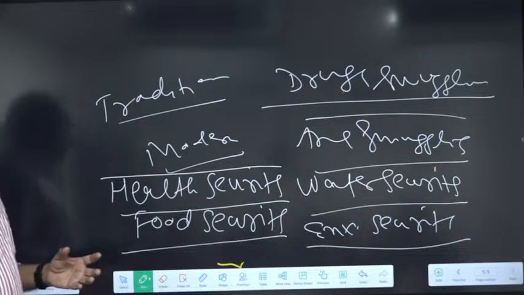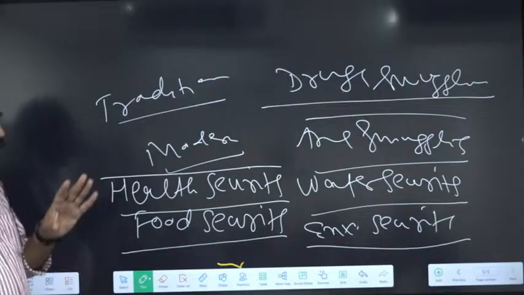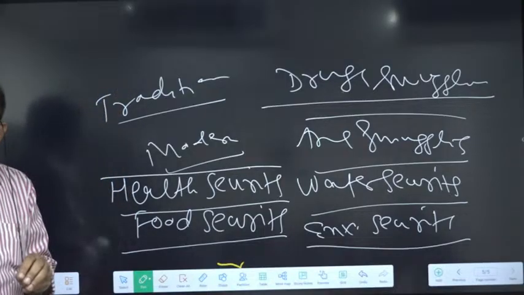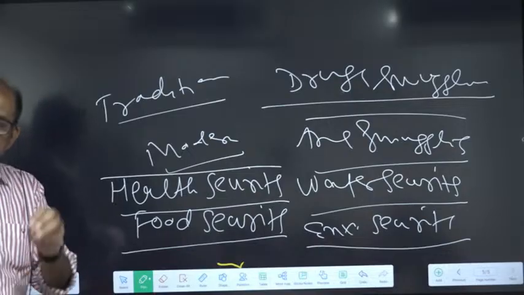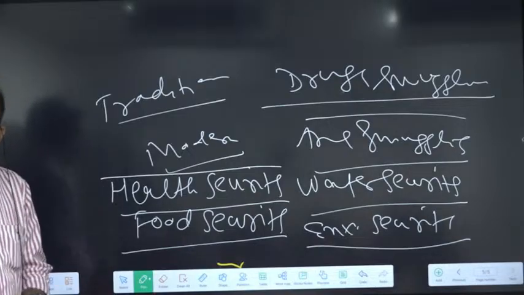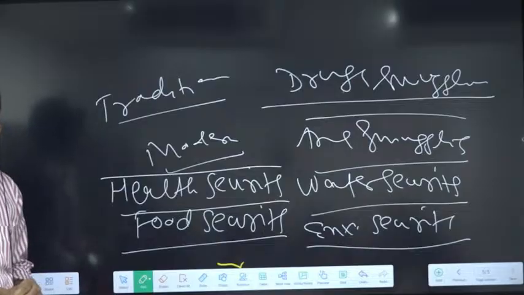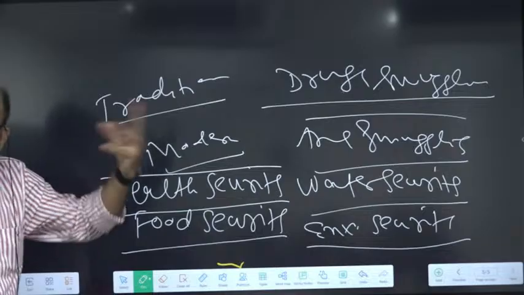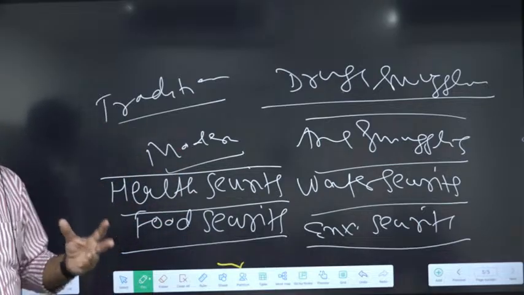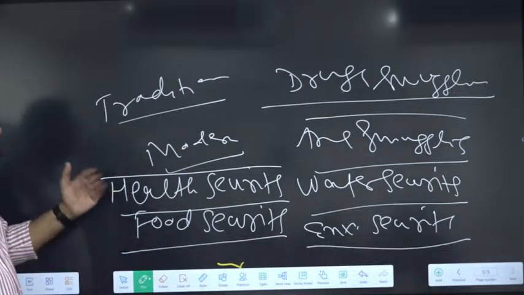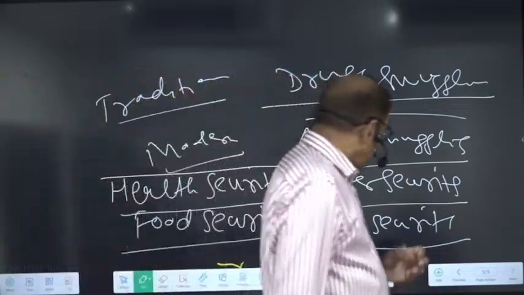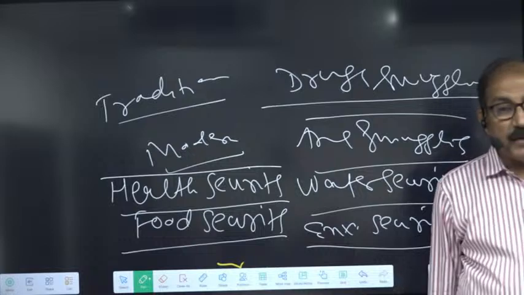So in the modern concept of security, it is not only the traditional concept of security, which is confined to law and order. It is confined to the military, to the police, to defense. But the modern concept of security goes beyond that. It's much more inclusive. We talk about health security. We talk about food security. We talk about water security. We talk about environmental security.